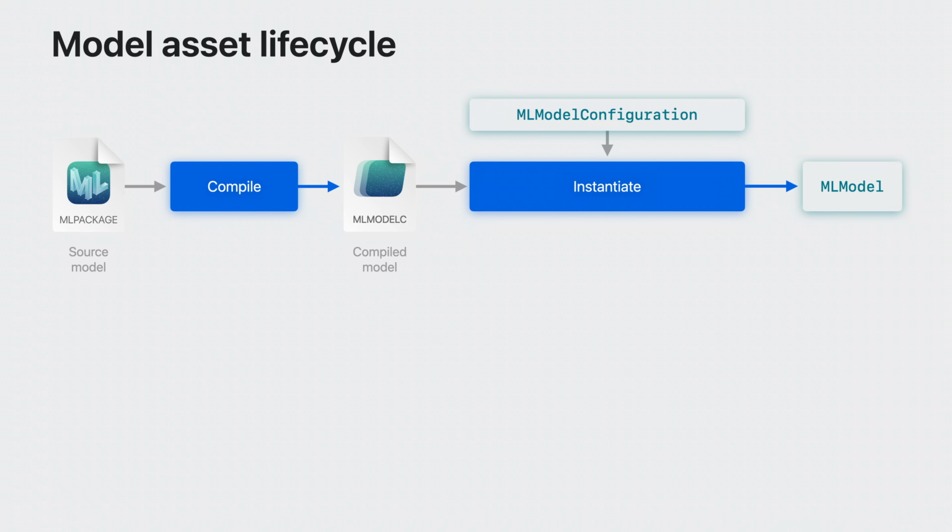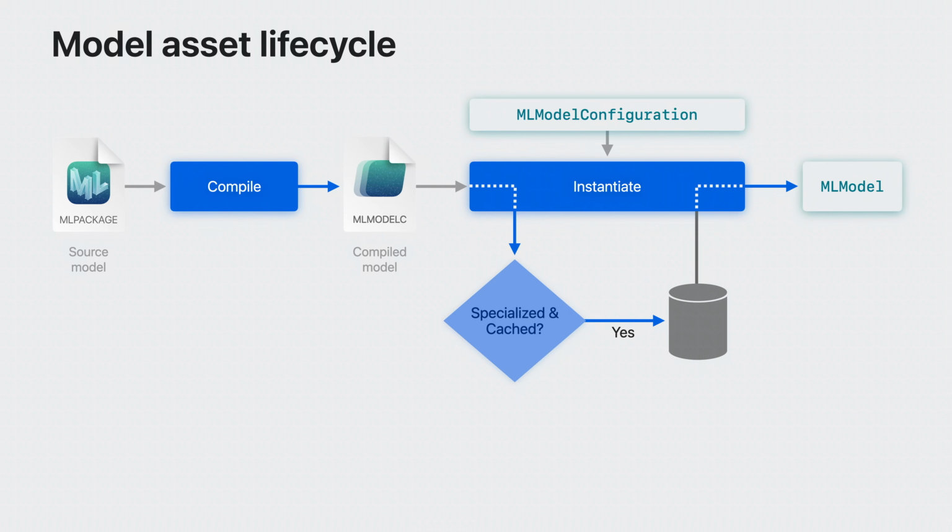Instantiation takes a URL to its compiled form and an optional configuration. The resulting ML model has loaded all the necessary resources for optimal inference based on the specified configuration and device-specific hardware capabilities. Here's a deeper look into what happens during this load. First, CoreML checks a cache to see if it has already specialized the model based on the configuration and device. If it has, it loads the required resources from the cache and returns. This is called a cached load.